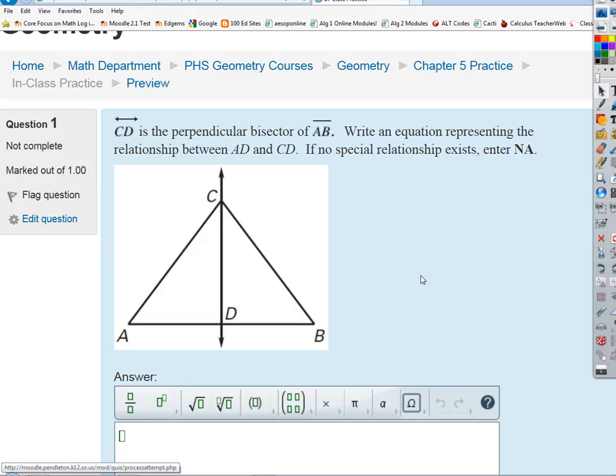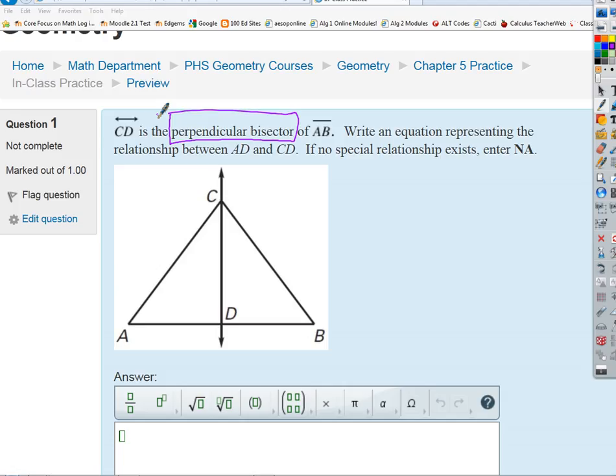Line CD is the perpendicular bisector of segment AB. Now that's important. That's a word that needs to mean something to us. What does that mean if the line is the perpendicular bisector of the segment? There's two parts to that. What's it doing? Ruby.